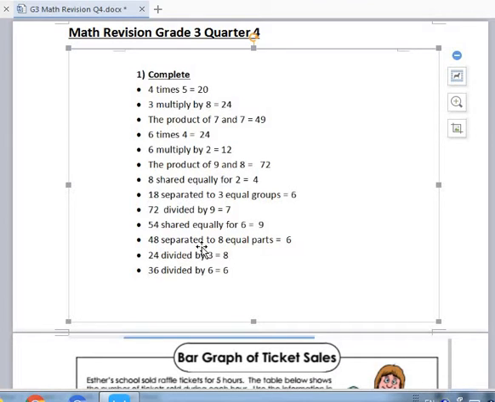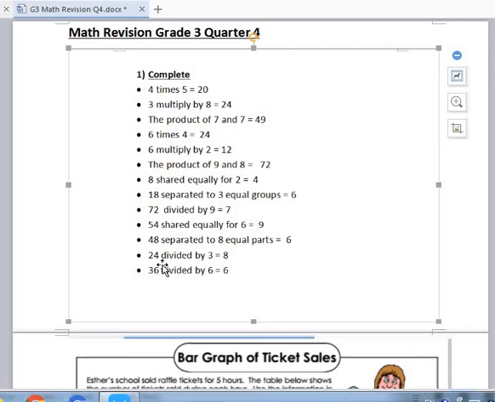48 separated to 8 equal parts. Separated, do you remember separated? Yes, this is shared, this is divided. 48 divided by 8 equal, do you remember 6 times 8 equal 48? Do you remember this?